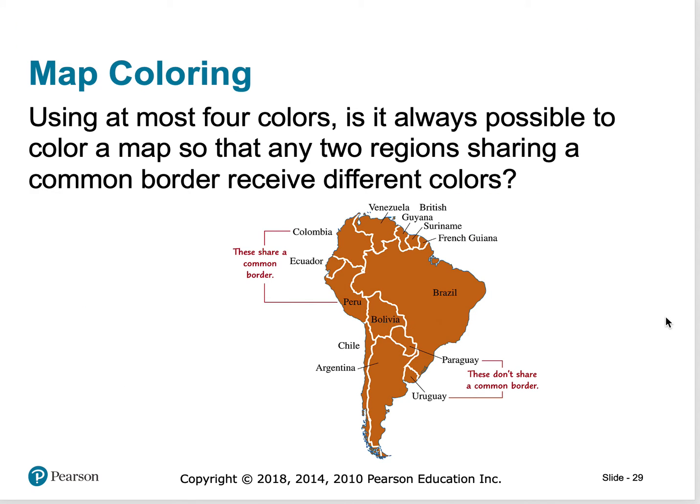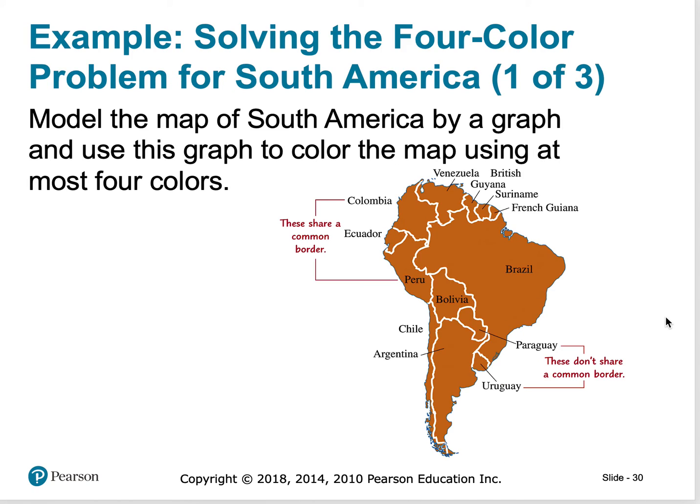Another is map coloring, using at most 4 colors. This is graph theory. So if I'm looking at colors, is it possible to color a map so that any two regions that have a common border would have different colors? This is one of those things where you have to actually do it.